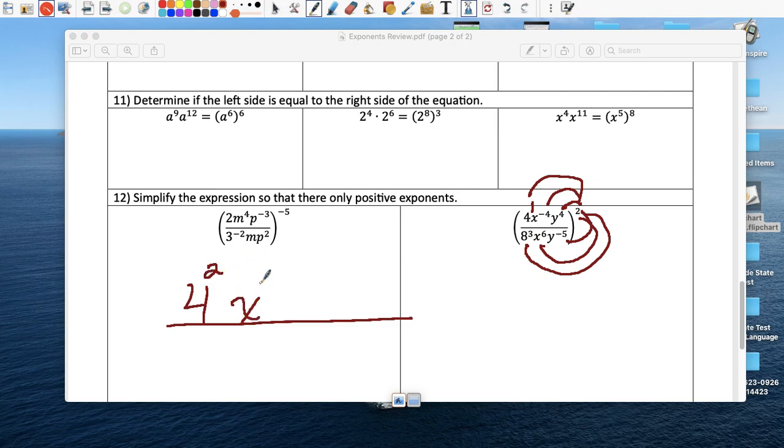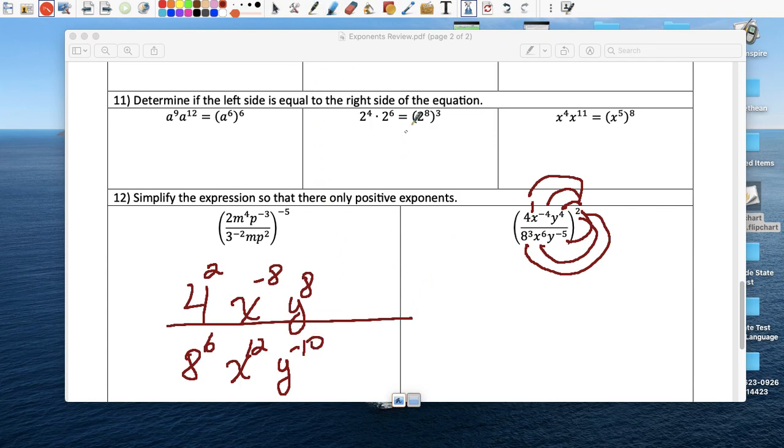X would be negative 4 times 2, which is negative 8. Y, it's an exponent of 4 times the 2 outside, it's 8. The 8 would be 3 times 2, which is 6. The X would be 6 times 2, which is 12. And the Y would be negative 5 times 2, which is negative 10.